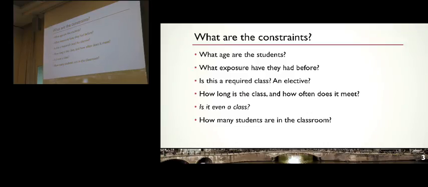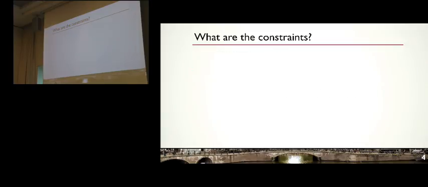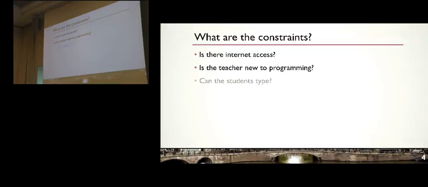And I think, had I given you more time and let this go on, you would have scoped out all these questions. But coming from a university background, there are other constraints you may not think to ask. For example, is there internet access? If you're all about JavaScript, maybe that's an issue. Has this teacher ever programmed before? Can the students type? That's pretty important. How many students are blind? How many students have sensory motor impairments?